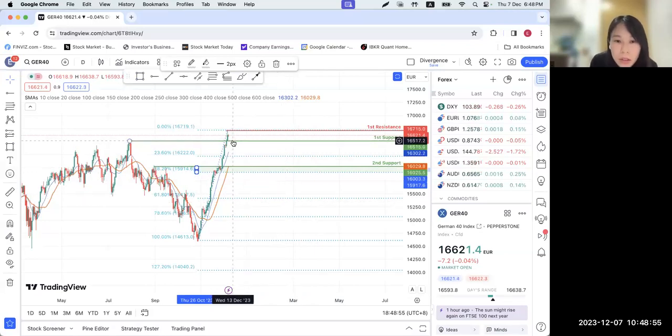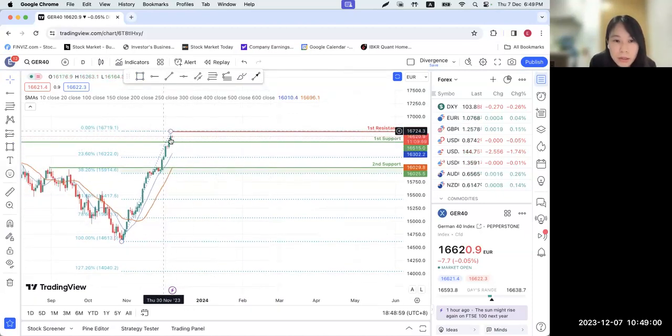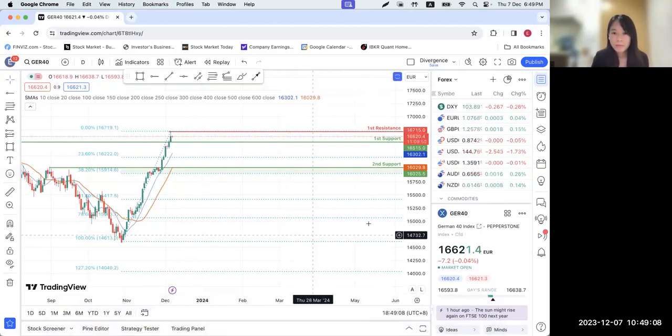So the price is neutral, I would say. Okay, the market is a bit undecided. It's hovering in between the first support and also the first resistance level. So for stocks like this, there's a possibility whereby when the price comes down, it goes down pretty far.